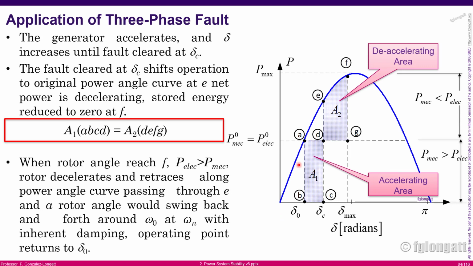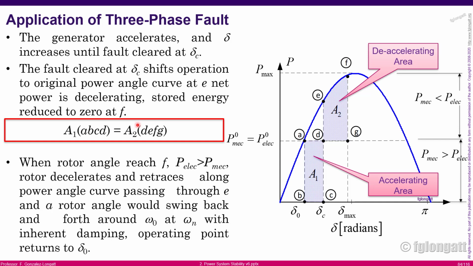There are two clear areas over there. One area is defined by the points A, B, C, and D. That is the accelerating area, the area A1. And the second area is the decelerating area.